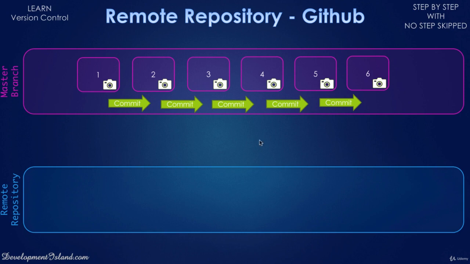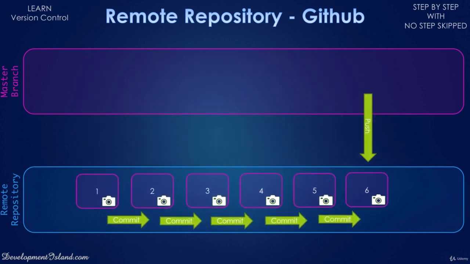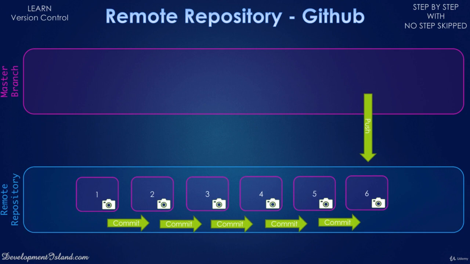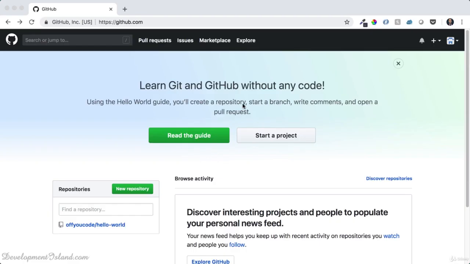So you can push your code or your repository to the GitHub server just like this. And you will have a remote repository which is hosted in GitHub. So let's head to the GitHub website and understand how this works. First of all, you need to create an account. And then once you do that, you just click on the plus button to create a new repository.